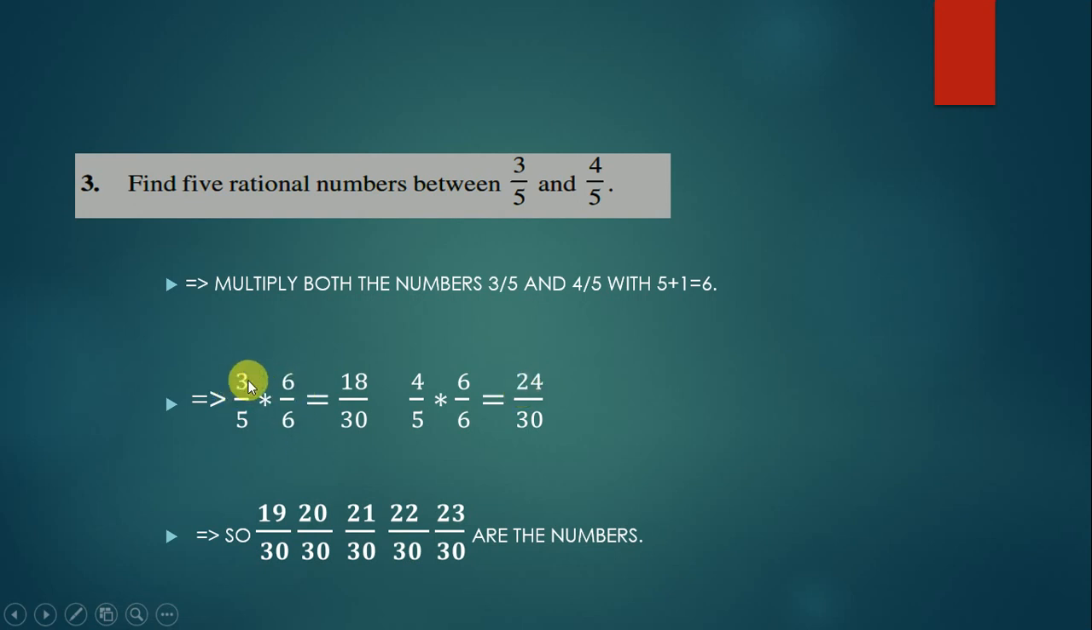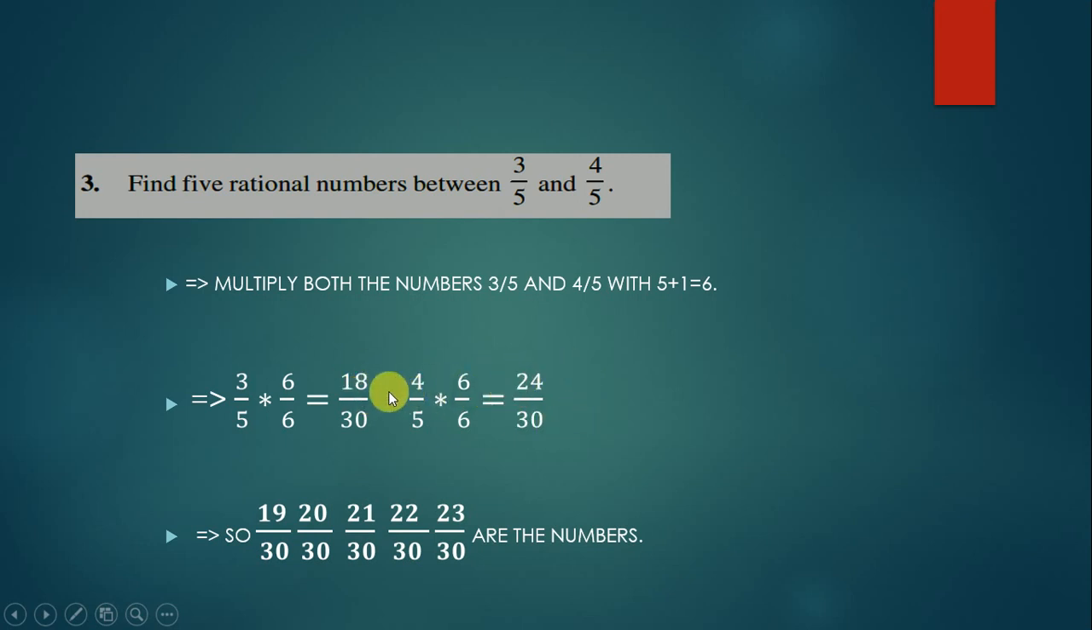So here multiply the numerators. We get 3 into 6, 18. Now multiply the denominator. We get 5 into 6, 30. Here multiply numerator 4 into 6, 24. 5 into 6, 30. So these are the two endpoints.